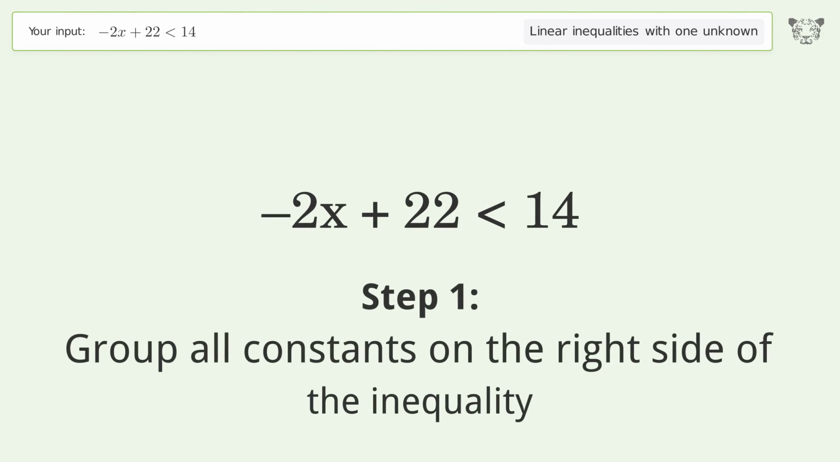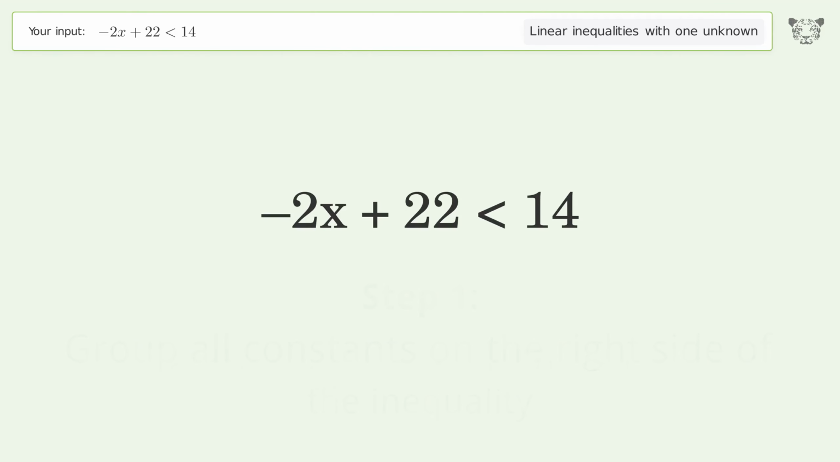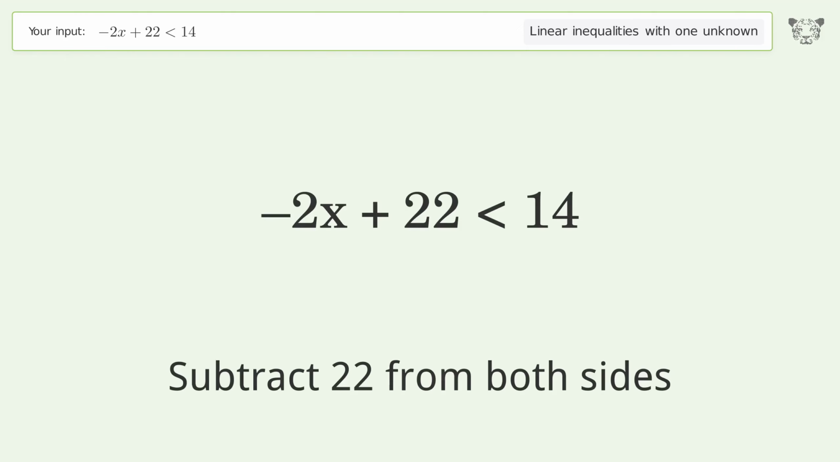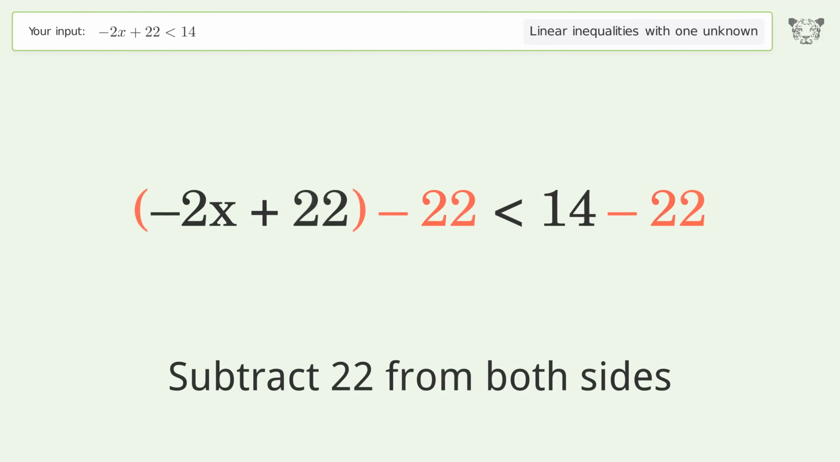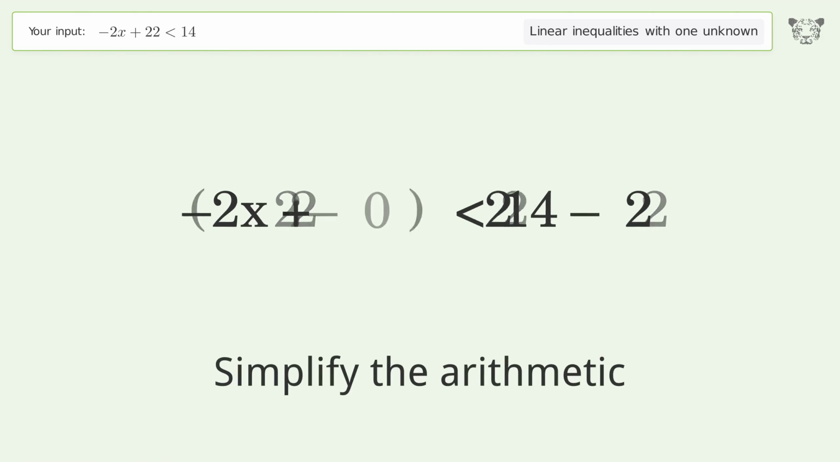Group all constants on the right side of the inequality. Subtract 22 from both sides. Simplify the arithmetic.